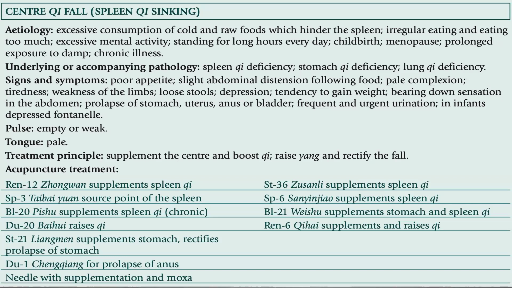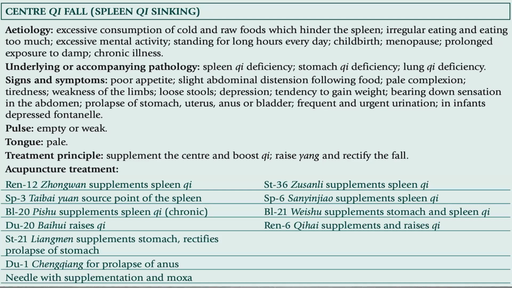To summarize, center chi fall or spleen chi sinking, the etiology is excessive consumption of cold and raw foods, which hinder the spleen, irregular eating and eating too much, excessive mental activity, standing for long hours every day, childbirth, menopause, prolonged exposure to damp, chronic illness. Underlying or accompanying pathology: spleen chi deficiency, stomach chi deficiency, lung chi deficiency.